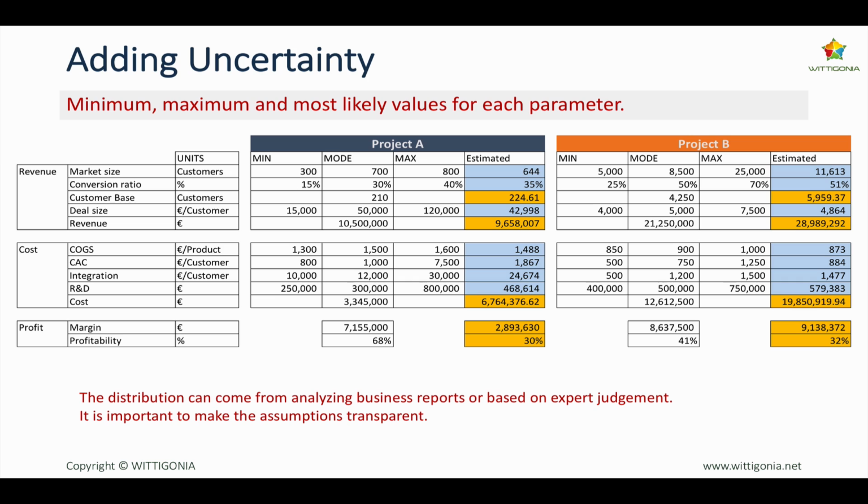Now, we do this parameter by parameter, and we do it for both of the projects. And keep in mind the distribution that I just showed. So this is, let's say, a distribution based on expert judgment. But it can also come from analyzing industry reports or controlled experiments, for example. In any case, it is important to make the assumption transparent and also make the uncertainty about these assumptions transparent. And then you can work with it.